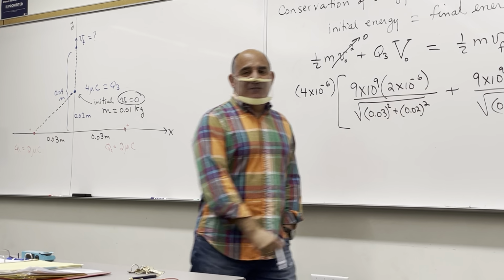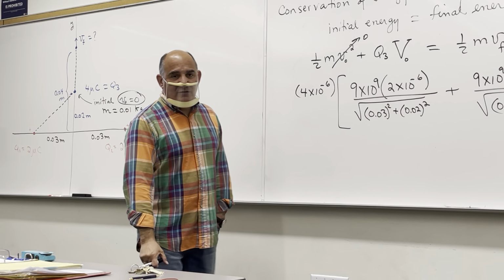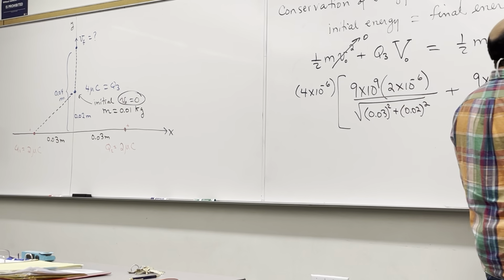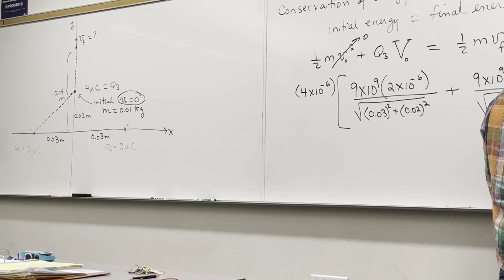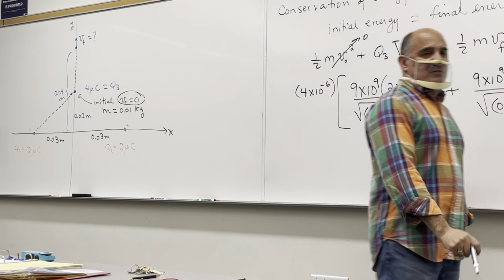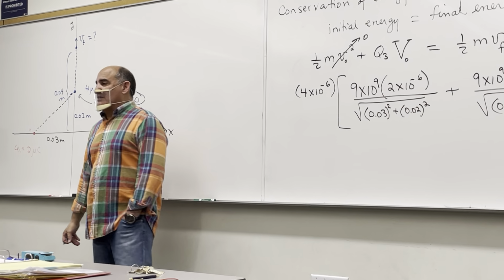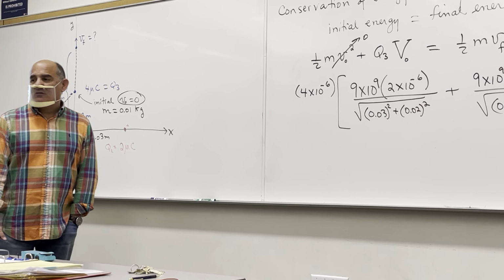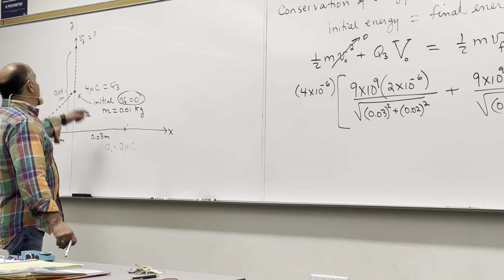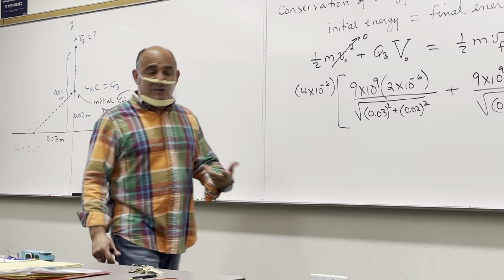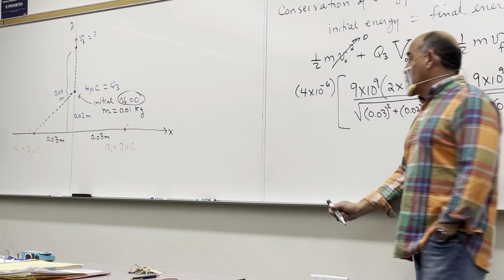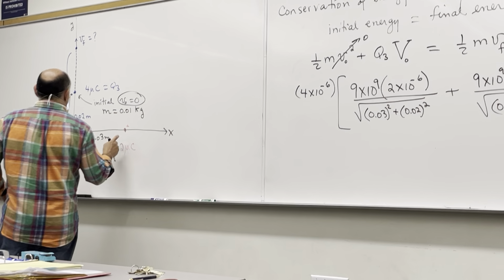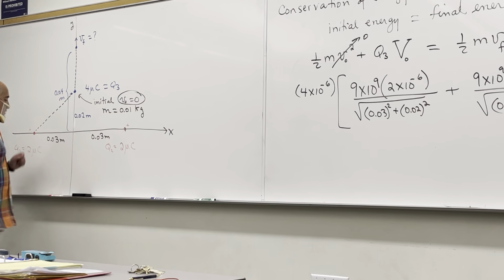And that equals the final kinetic energy, which is 1/2 the mass, 0.01 kilograms, times the speed squared, right? Plus, now what is the final potential energy, electrical potential energy of this charge? It's going to be the Q3 when it gets there, which is 4 microcoulombs, times the electric potential there due to these 2 charges, right? So what is that going to be?